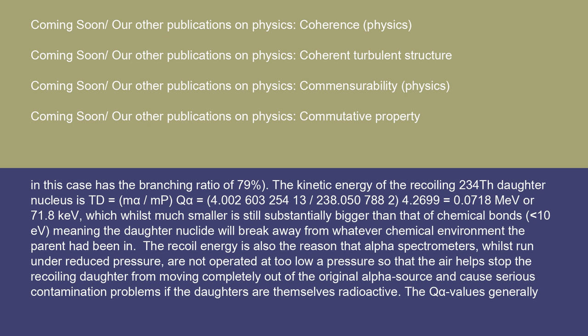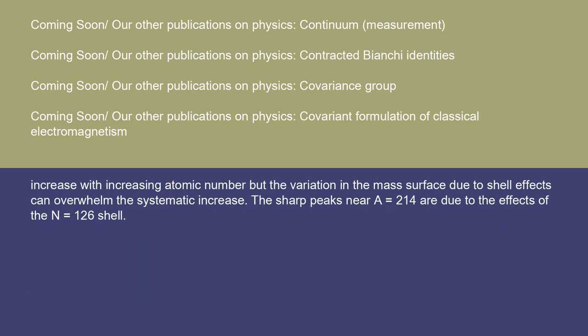The recoil energy is also the reason that alpha spectrometers, whilst run under reduced pressure, are not operated at too low a pressure, so that the air helps stop the recoiling daughter from moving completely out of the original alpha source and cause serious contamination problems if the daughters are themselves radioactive. The Q alpha values generally increase with increasing atomic number, but the variation in the mass surface due to shell effects can overwhelm the systematic increase. The sharp peaks near A equals 214 are due to the effects of the N equals 126 shell.